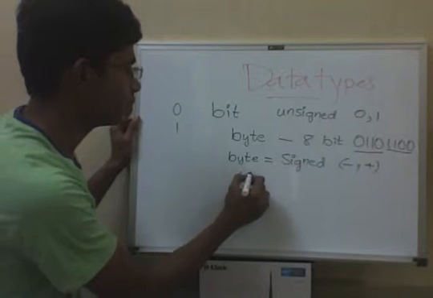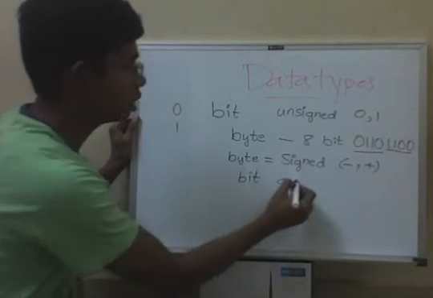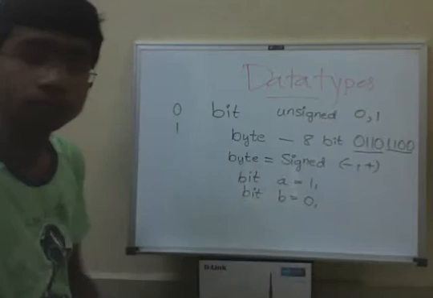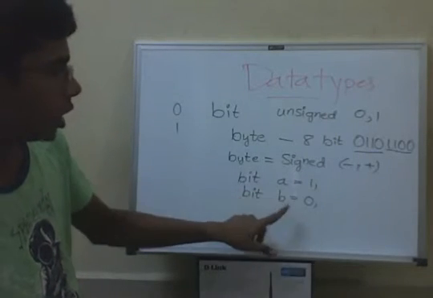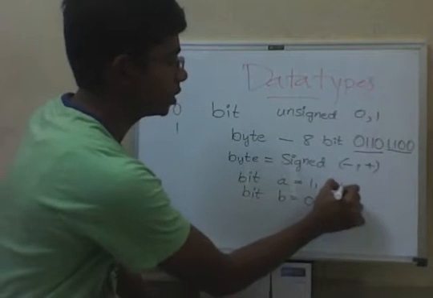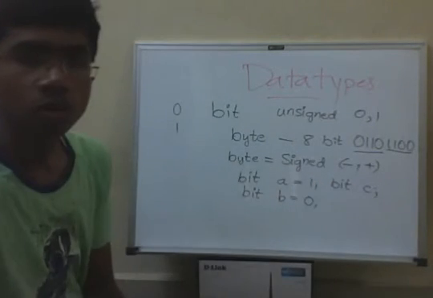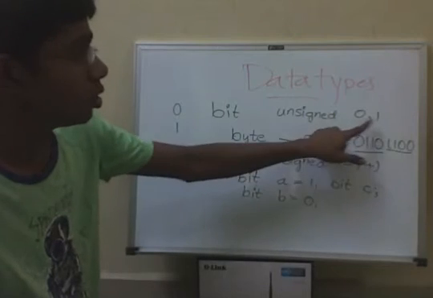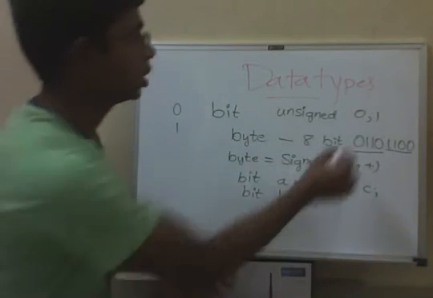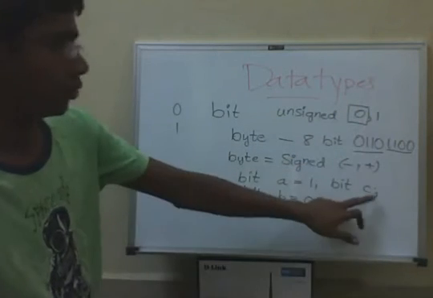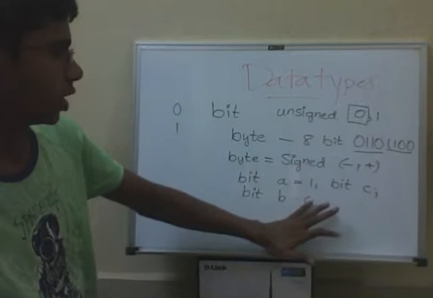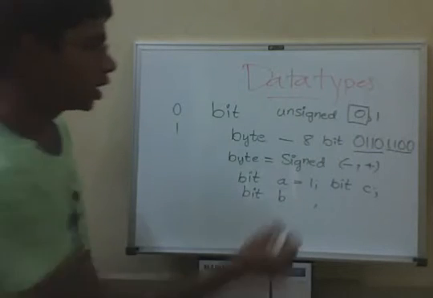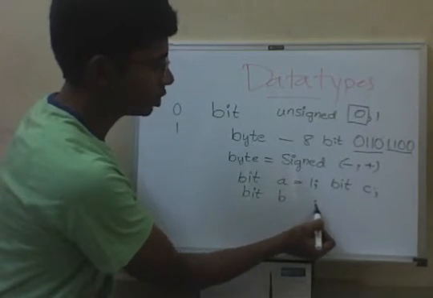For example, bit A equals 1, bit B equals 0. So in A I am storing 1, in B I am storing 0. What happens if I say bit C? What is the value it is going to have in C? Either 0 or 1? Yes, you are correct, it is 0. By default, no need to say equal to 0, you can just declare it. And a semicolon is a must at the end of each statement.